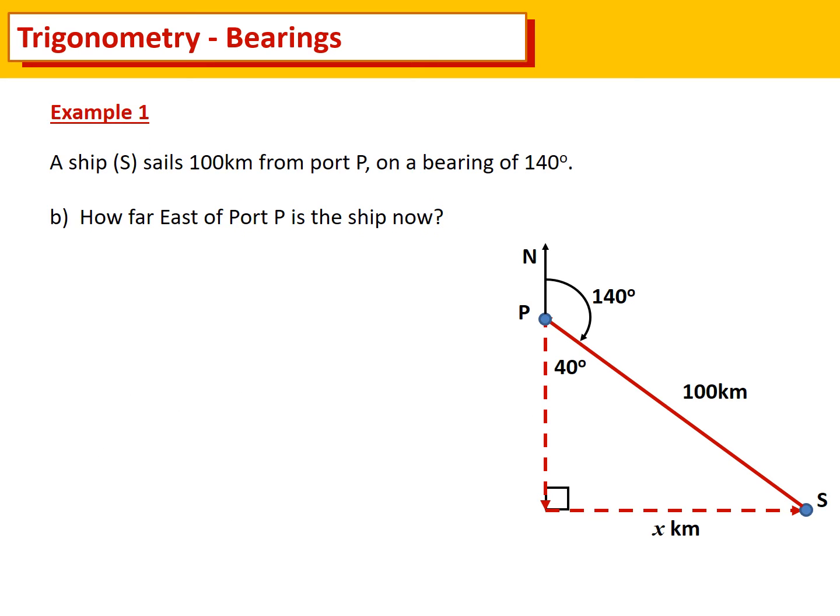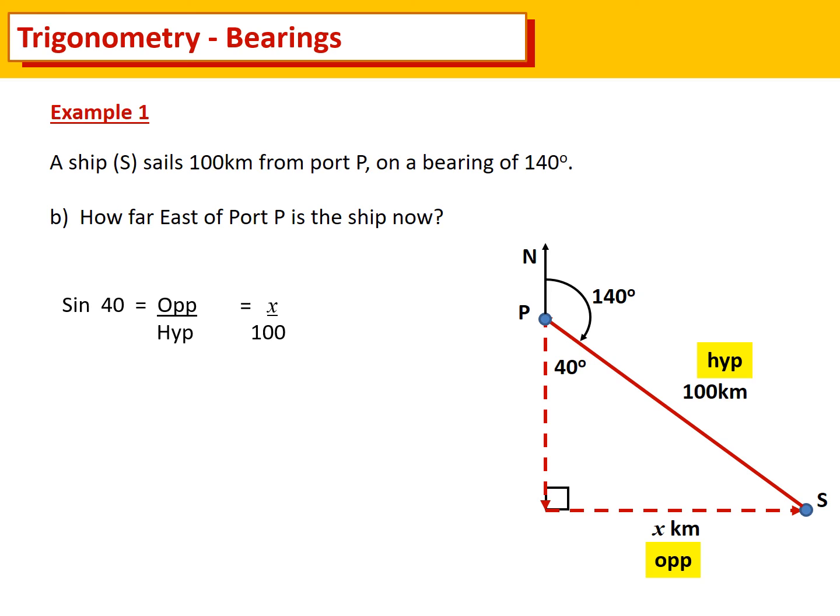In part B, it asks how far east of the port is the ship. So there's the port, there's the ship. East would be horizontally to the right, which is the same as this distance here, which I've marked in as x. So in our right angle triangle, we've got the hypotenuse of 100 kilometers, and we want to find the opposite side. So the ratio that uses the opposite and the hypotenuse is the sine ratio. Sine 40 is opposite over hypotenuse, so that would be x over 100.